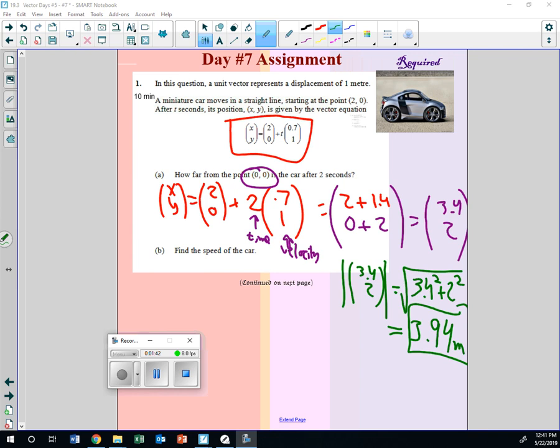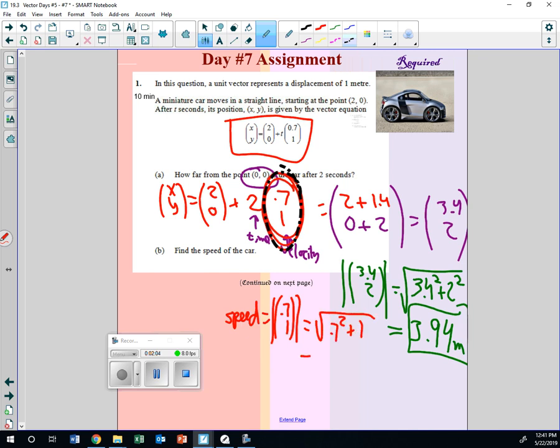Next, find the speed of the car. Well, the speed is the part that controls the motion. So the speed will be the magnitude of (0.7, 1), which is the square root of 0.7 squared plus 1 squared. And is that 1.2 meters per second? Okay. Any questions on that?